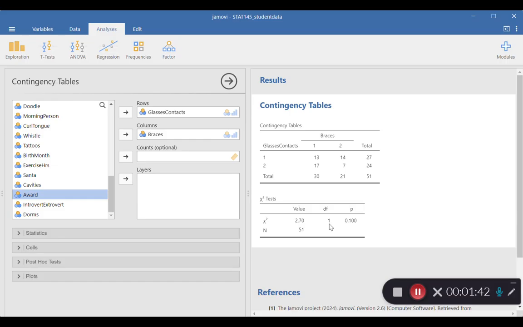With that being over 0.05, we would say that we do not have evidence of a relationship between having wore braces and then having glasses or contacts in the population, which is to be expected.